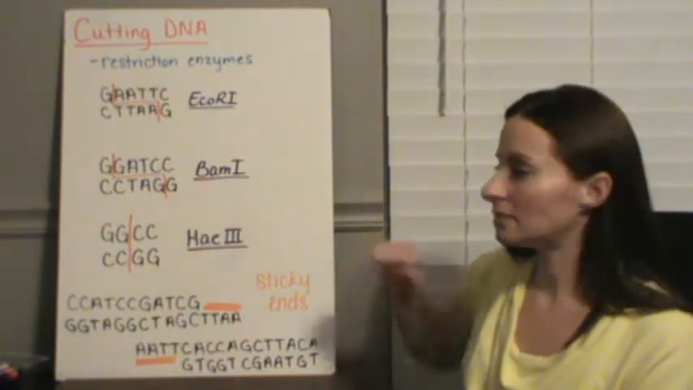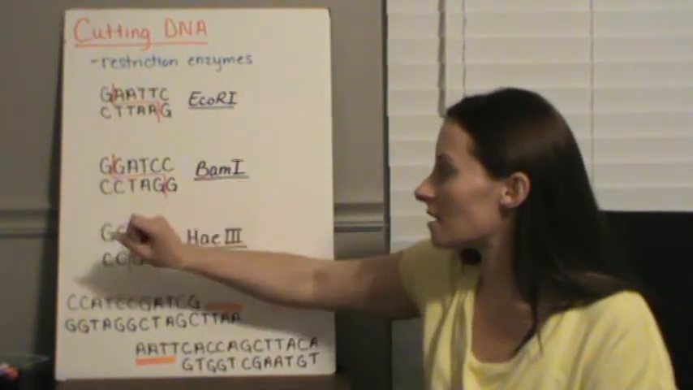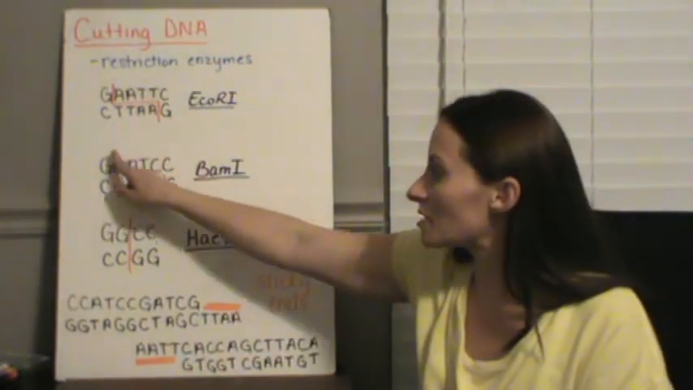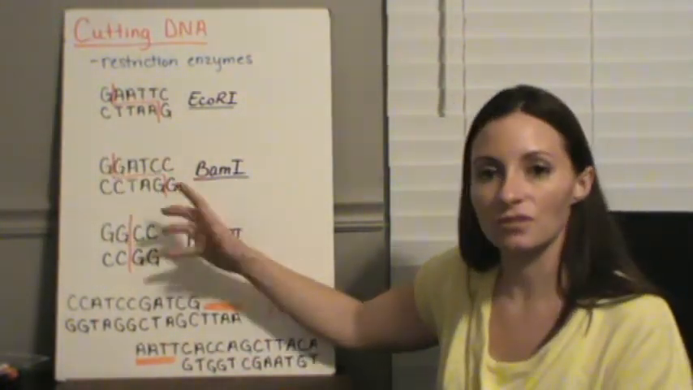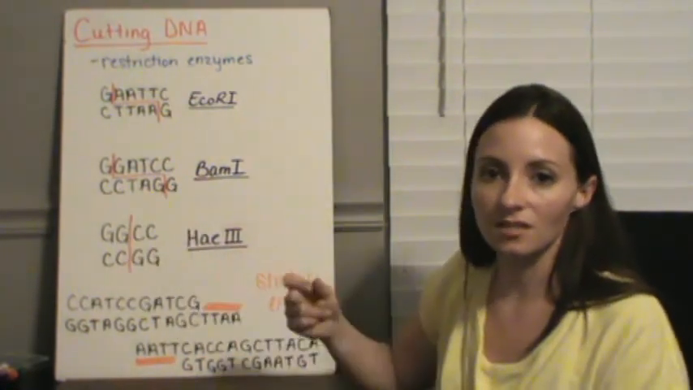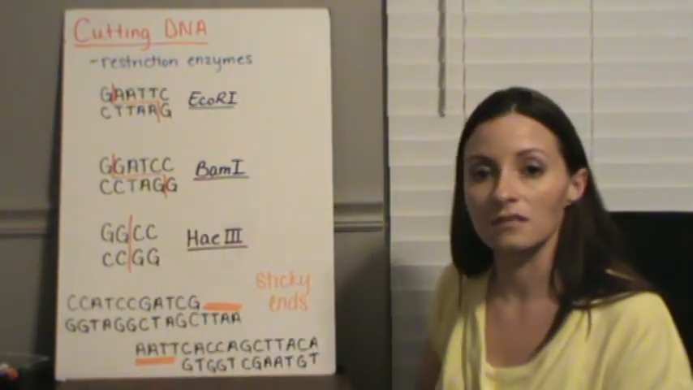The BamHI enzyme cuts GGATCC, and it cuts between the two G's. So you'll notice you get the same thing here. You get those four bases that are going to be single copy or single strand. Okay.